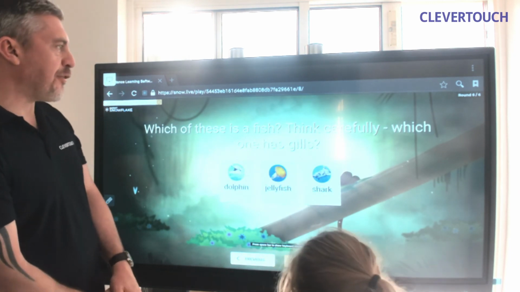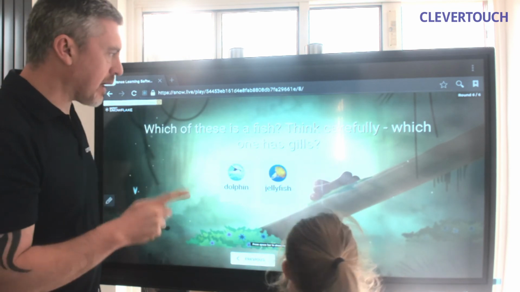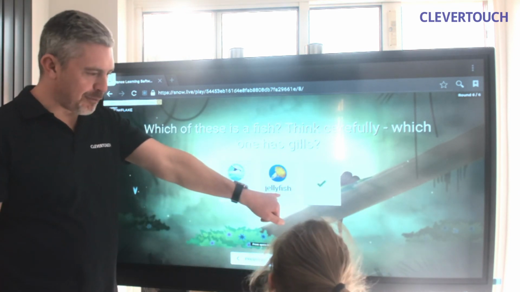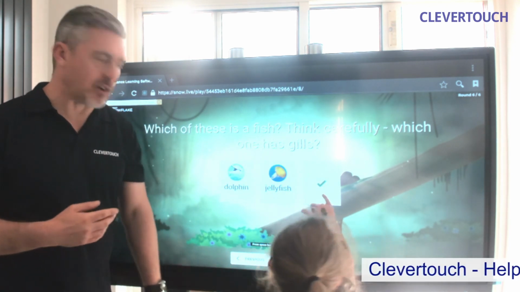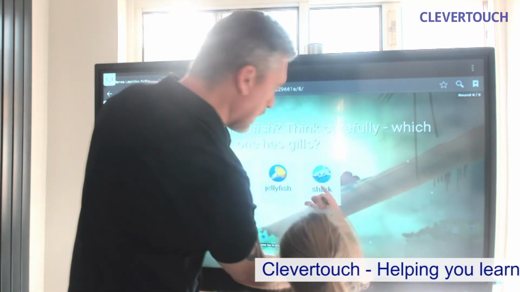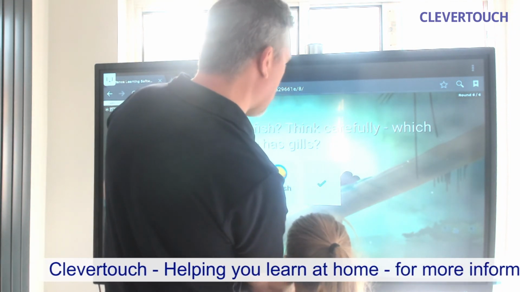Which of these is a fish? Think carefully. One of them's in there as a trick. Ah, well done, you didn't get fooled by jellyfish. It's not a fish at all. Lots of scientists like to call them sea jellies. All right, hold on a minute, because there's some more activities that we can try.